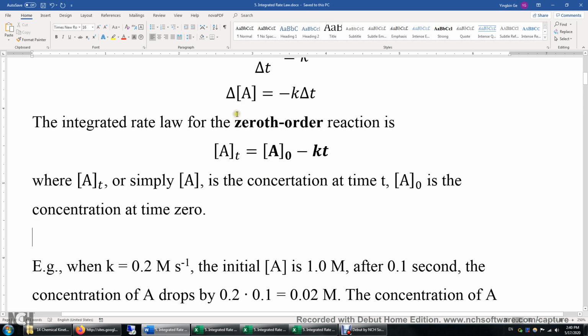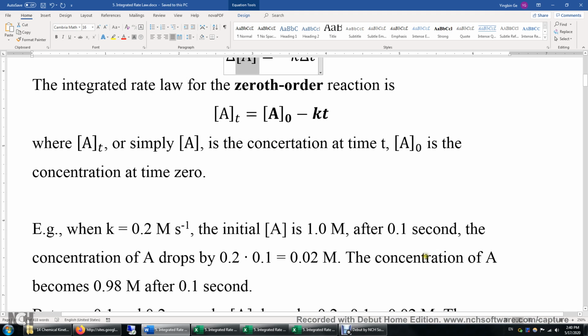So we first compute the change of A over here, delta A, is equal to negative K delta T. All right, so it's negative 0.2 times 0.1, and pay attention to the unit. This second to the power of negative 1, over here you have second, they cancel. So after 0.1 second, the change of the concentration of A is negative 0.02 molar. And then the concentration of A becomes 0.98 molar after 0.1 second.